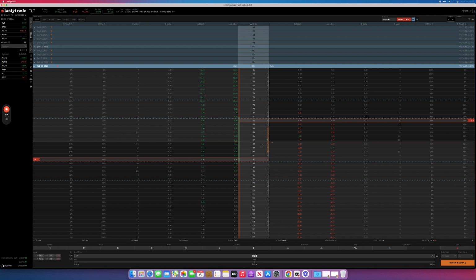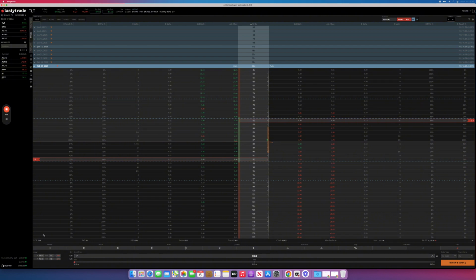So what we've done is we've created a range for ourselves between $82 and $92. And as long as price stays within this range at expiration, we will make money. We will keep all of the premium that we collect up front. Now, what is the probability of this happening?